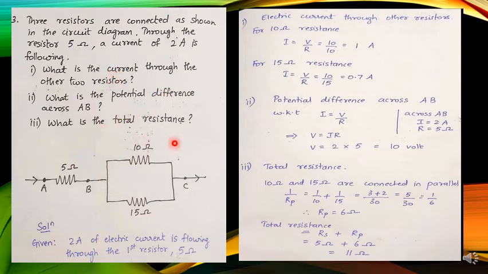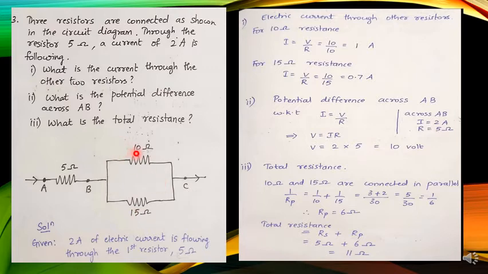Then coming to the third question, what is the total resistance? That means the equivalent resistance in the complete circuit. You can observe 10 ohms and 15 ohms resistors are connected in parallel, and these 2 resistors together are connected in series with 5 ohms resistance. So keeping all these in mind, you have to find the total resistance. So total resistance will be 10 ohms and 15 ohms are connected in parallel, that is these both resistors. So first find the equivalent resistance in this case. So find out the Rp value.